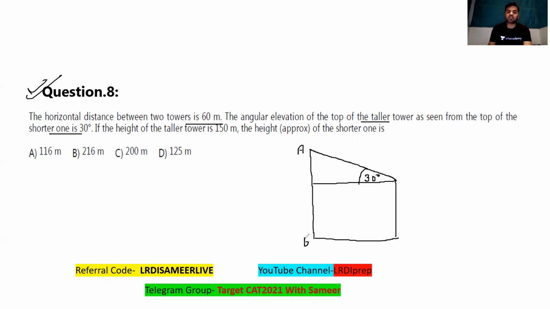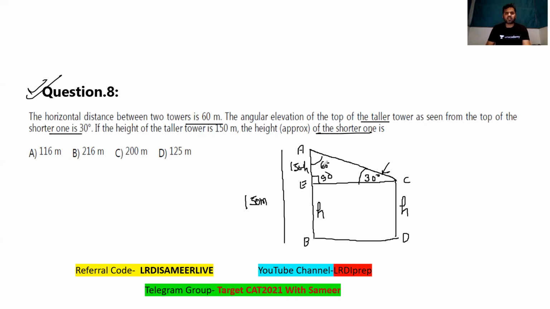AB is the large one, the taller tower. CD is the smaller tower, right? And this angular elevation is 30 degree. The height of the taller tower is 150. This whole distance is 150 meter. I'm supposed to find out the height of the shorter one. Assuming the height of the shorter one is h, let's say this is h. So you can see that this height would be 150 minus h. That means AE is 150 minus h. This angle is 30, this is 90, this is 60 degree.